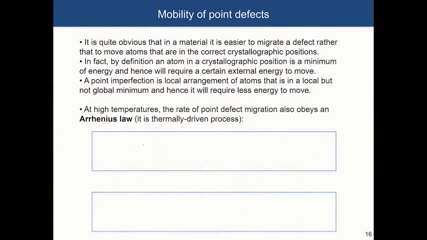And it turns out that this rate is also dependent on the temperature, and it follows the Arrhenius law. So the rate, or how quickly this diffusion will happen, depends on the enthalpy of migration over kT. Again, we have the same form as in the concentration of the vacancies and other types of defects. The only difference is this activation energy, which is now the enthalpy of migration.